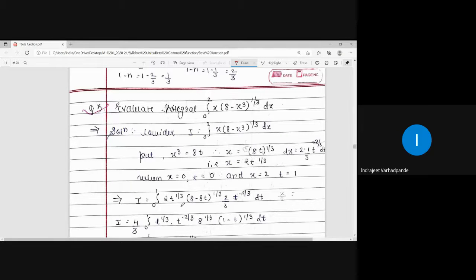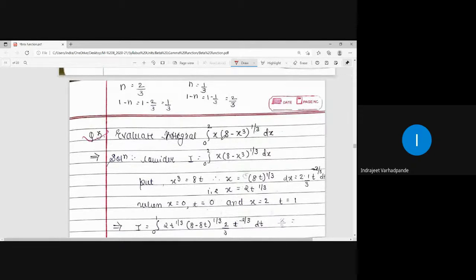The next segment of examples is related to the beta function, apart from the simple use of the properties and the relation. Evaluate the integral from 0 to 2 of x into (8 minus x cube) to the power 1 by 3 dx. Now, as we are all aware, the beta function is not a case of an improper integral, because the limits of integration are 0 to 1.